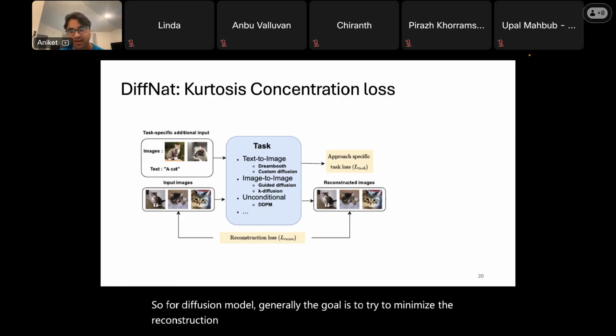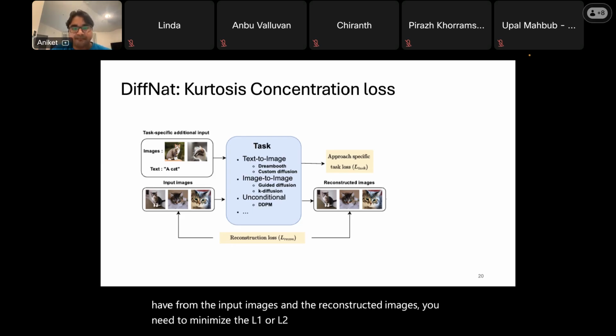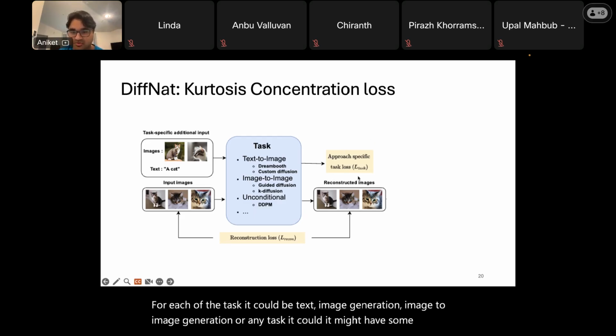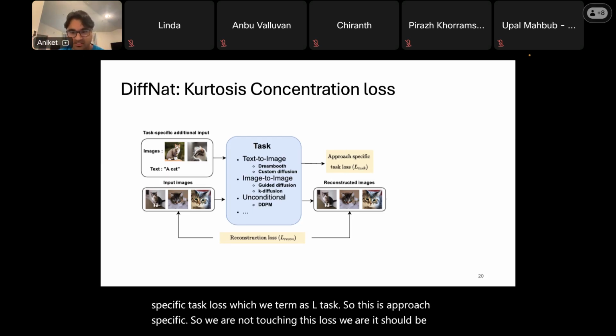It is also known as diffusion loss, that if you have the input images and the reconstructed images, you need to minimize the L1 or L2 distance, something like that. And for each of the tasks, it could be text to image generation, image to image generation, or any task, it might have some approach specific task loss, which we term as L task. So this is approach specific. So we are not touching this loss. It should be as it is.